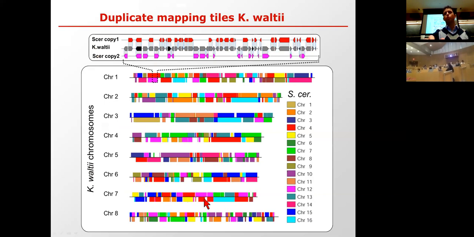But the reason why they're in so many small pieces is because of rearrangements that happened after the whole genome duplication event. But because you have all these regions that are spanning these breakpoints, you can sort of argue that we can tell a lot about that ancestral gene order, which was kept in one copy or the other.